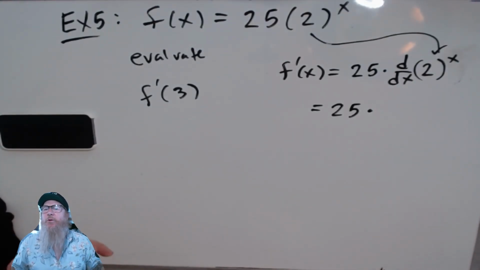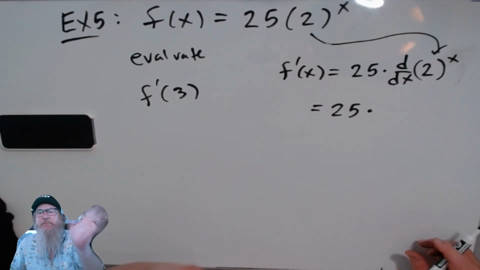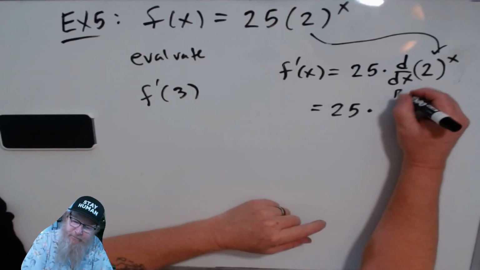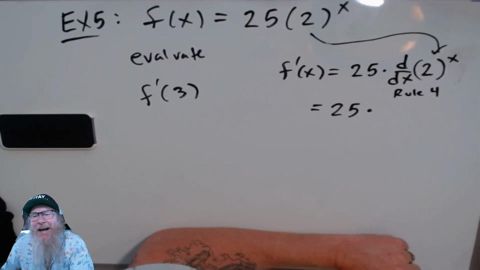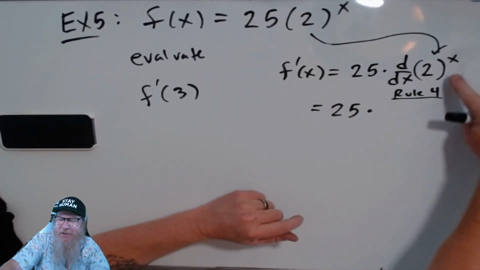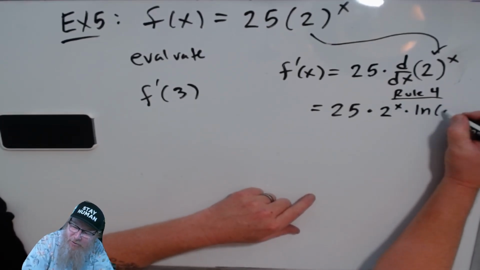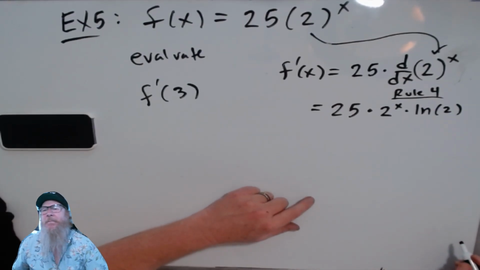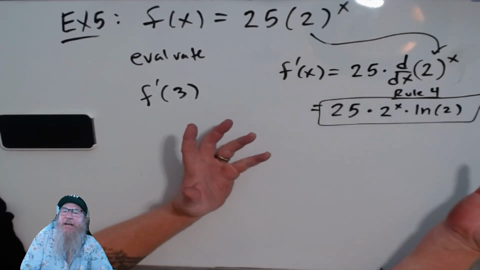So let's look at the rule now that we had earlier. I think this was called rule number, I don't remember, 6? No, 5. Yeah, it was rule number 5. No, rule 4. I told you the numbers don't really matter. It was one of the rules. It was the rule of exponential functions. So the rule says 2 to the x power times the natural log of 2. So this is your exponential function derivative.